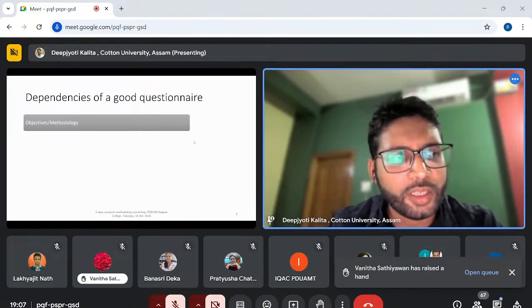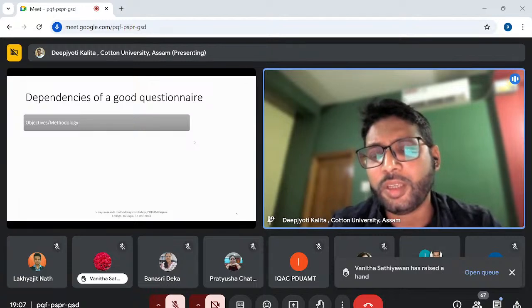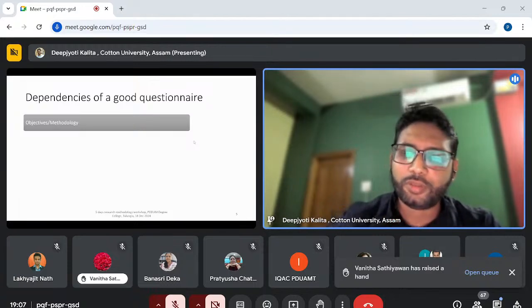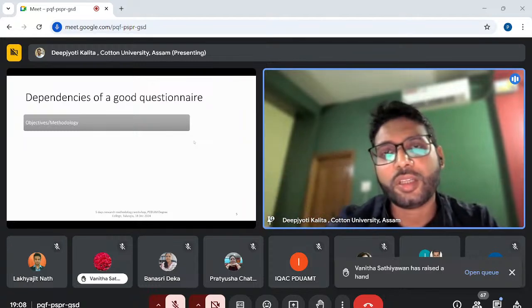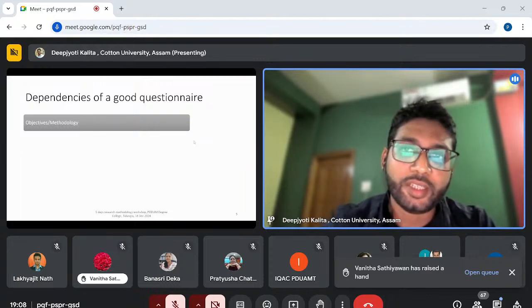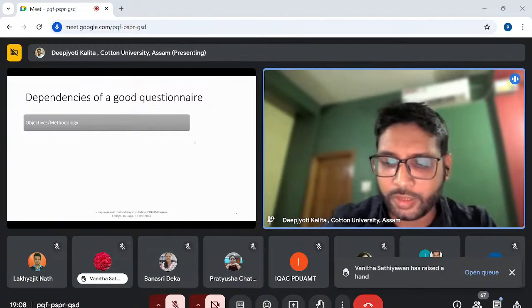For example, you are having 4 or 5 objectives in your study. So definitely in the questionnaire, there will be 3 or 4 questions for each of the objectives that you have set, because your objectives will be set based on the responses that you are going to get to a certain series of questions. That is what is generally done in any kind of research studies, which you probably have already encountered.